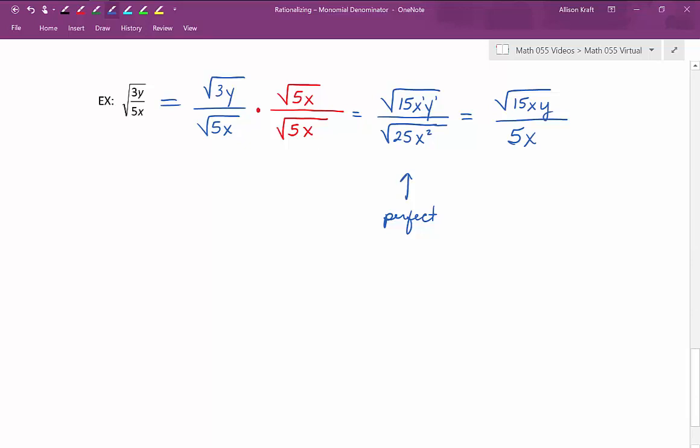You want to look to see if you can simplify the fraction overall. Just like the previous example, there's nothing outside the radical in the numerator. Therefore, we are not going to be able to cancel anything with our denominator that is outside of our radical. Our final answer is the square root of 15xy over 5x.